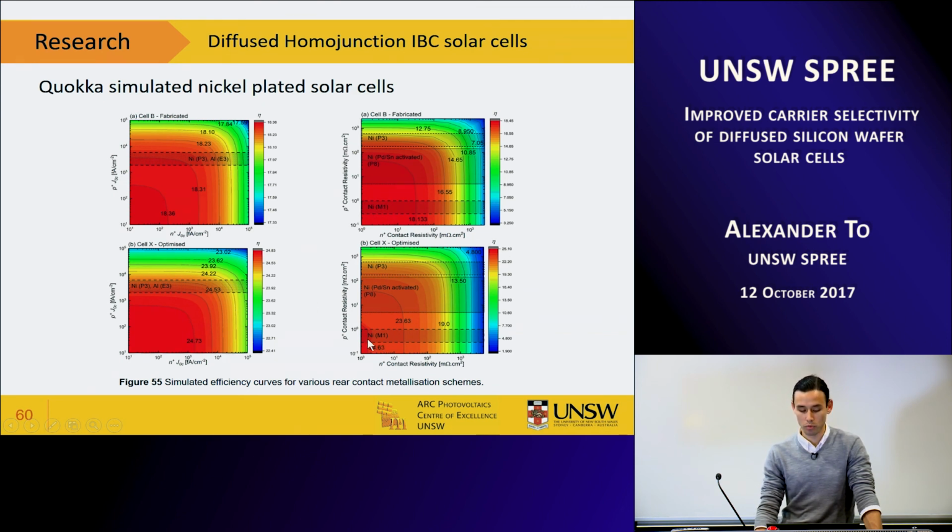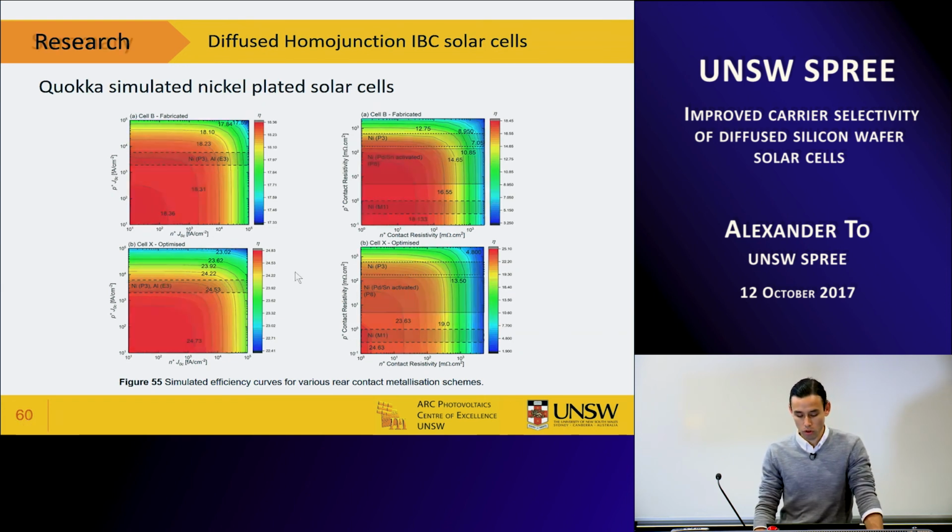Alternatively, we would be limited to about 24.5% if we really had all our processes firing and everything was working out. So it suggests that for the range of nickel-plated contact resistivities we're able to achieve, we wouldn't be able to realize the full potential of our devices. So it shows that even more work needs to be done on that process, even if we had it working at our current best.